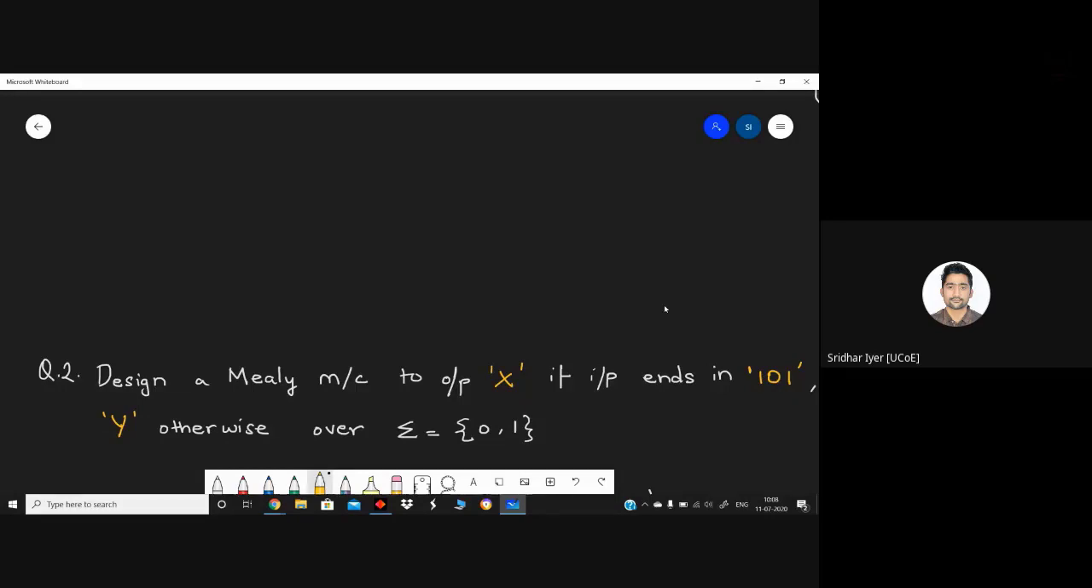Clear? So again, you need two tables. Design the logic. You know how to create your first table, because if your first table is clear, your second table will be almost clear. The main thing is constructing the initial table, that is the transition table. If you're done with the transition table, then everything will be smooth. So let's get started.